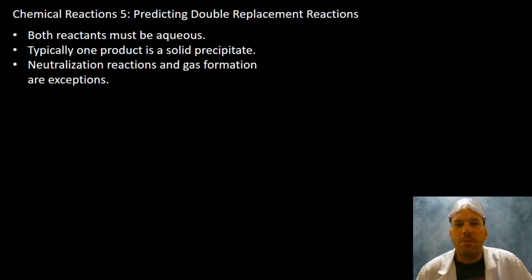So for double replacement reactions, both of the reactants must be aqueous. Typically, one of the products will be a solid precipitate, but there are exceptions, and I will go over those exceptions in this podcast. Those exceptions involve the formation of a liquid or evolution of a gas. These reactions will also occur.